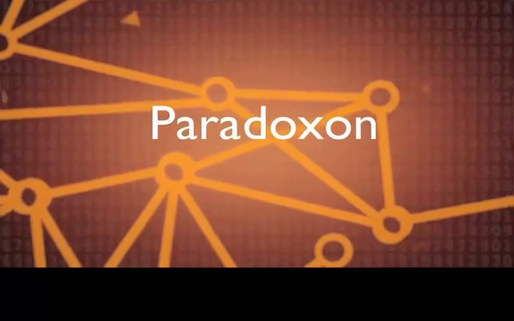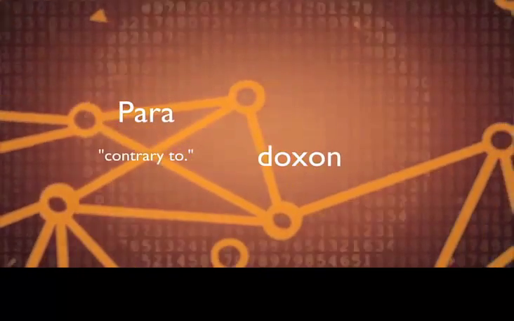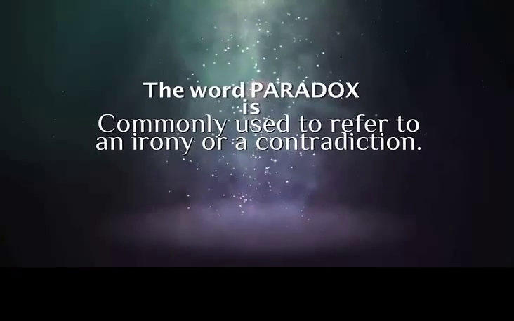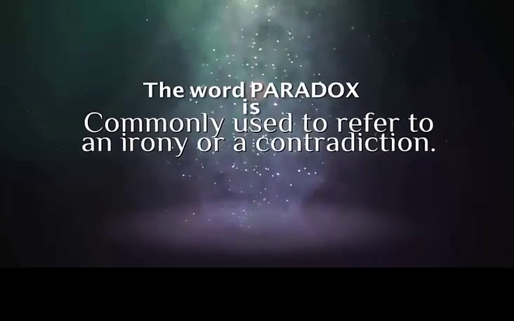The word paradox originated in the 1500s from the word paradoxon, para meaning contrary to, and doxa meaning opinion. In our current lexicon, the word paradox is commonly used to refer to an irony or a contradiction. Paradoxes typically come from philosophy, mathematics, or English, but can be found in the creativity of the mind's imagination.